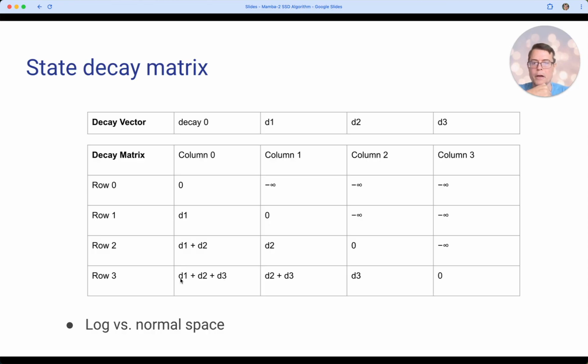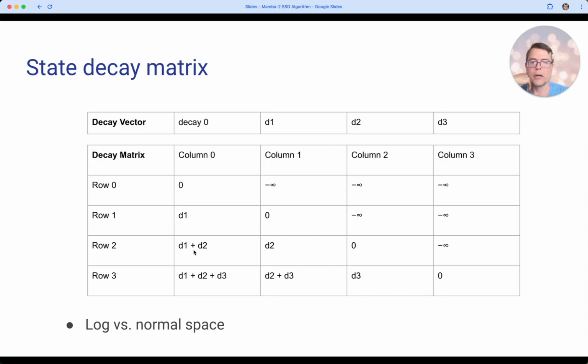So here, effectively what you can see for this entry in the matrix is saying that if you want to find out the contribution, or how much you decay the state from time 0, if you want to project that up to the present of time 3, you need to multiply it by the decay factor from time 1 times the decay factor for time 2 times the decay factor for time 3. So in log space you're adding rather than multiplying, but that's basically the product of the decay between time 0 and time 3.